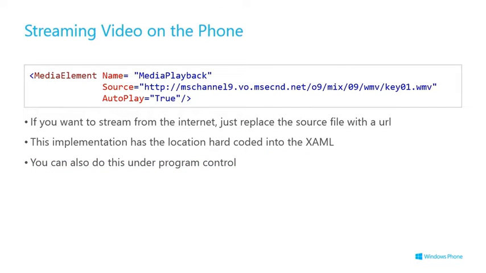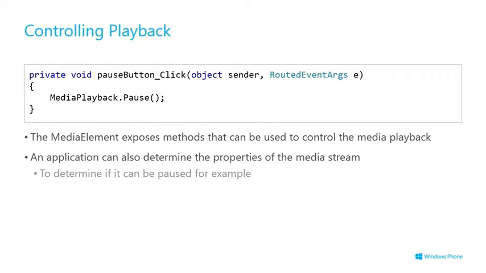You could also stream video from the internet, so you can simply set the source property and point it at some resource out on the internet. You can obviously program that, and autoplay equals true means as soon as it gets the video stream, it will start playing it. But of course, there's all the standard transport methods that you can call: pause, stop, and all the rest of it.